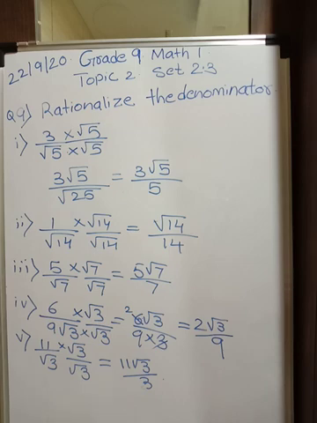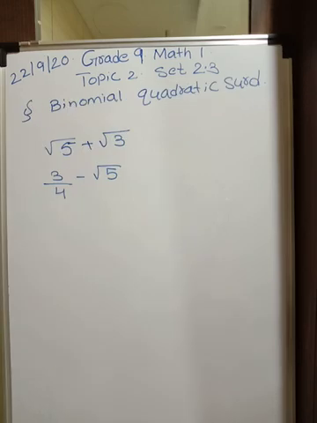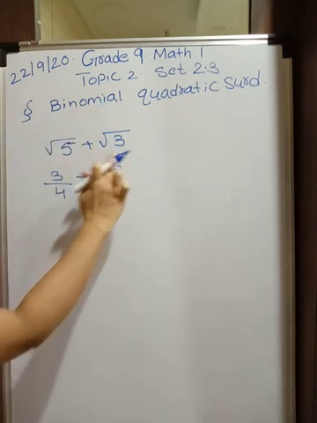Is it clear? You may pause the video and take down all the problems. Alright? Okay, let's go for next concept. Now let's understand one concept, that is binomial quadratic surd, because your next exercise is based on this concept. Alright? Binomial quadratic surd. First, binomial means two terms will be there.